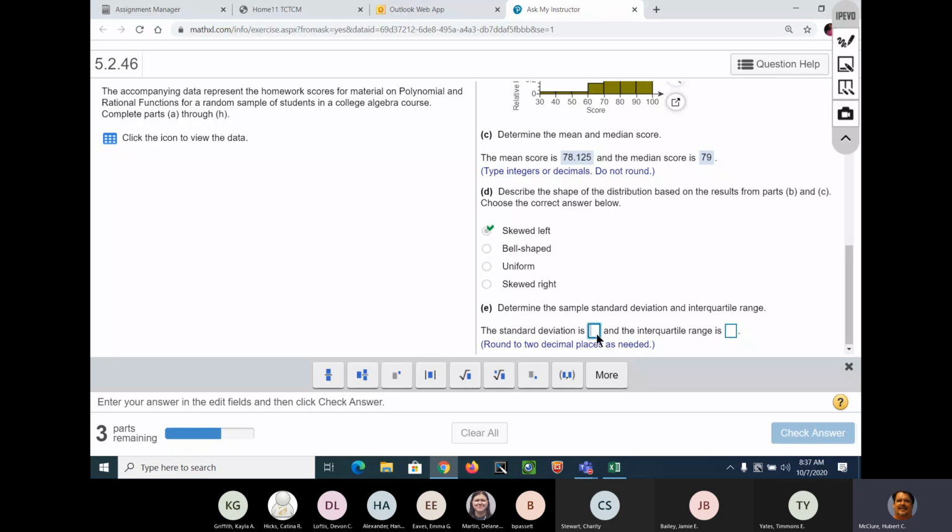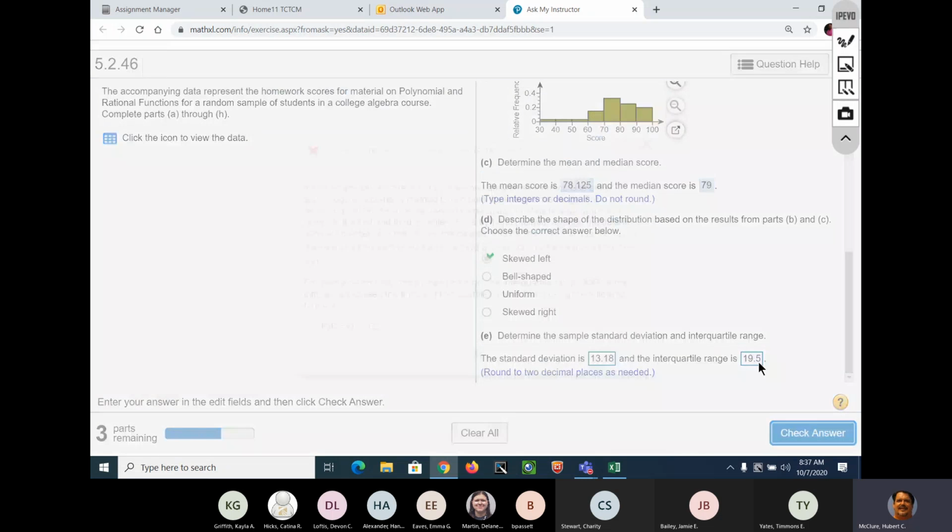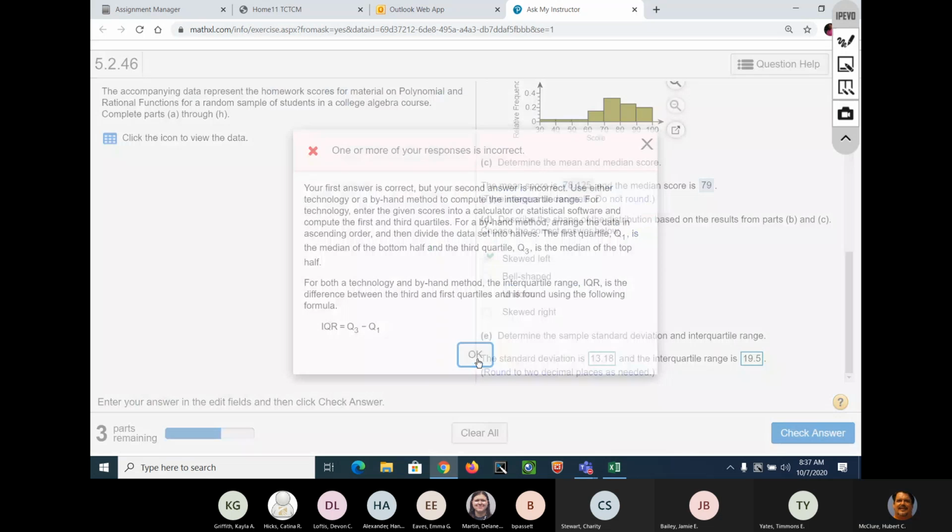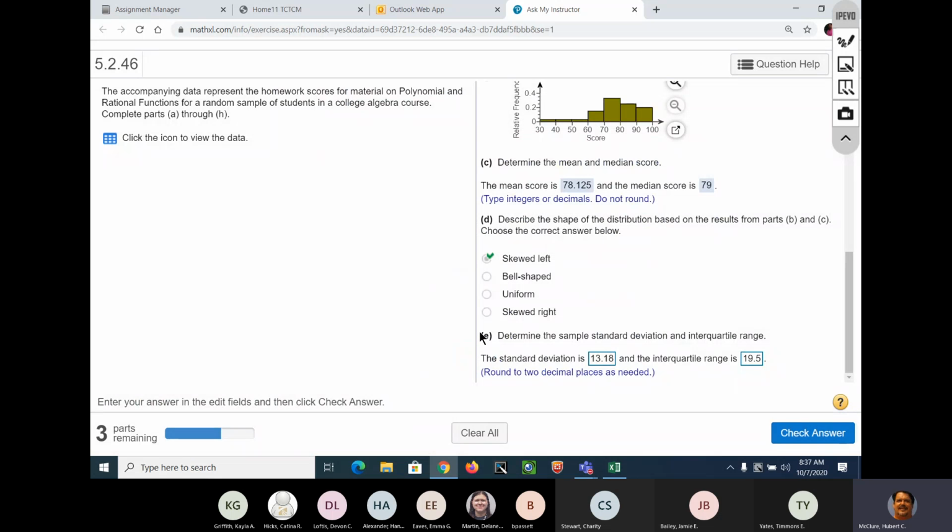All right, the standard deviation is 13.18. And the interquartile range is 19.5. No applause, no applause. Uh-oh. I got something wrong. Let me check my interquartile range.